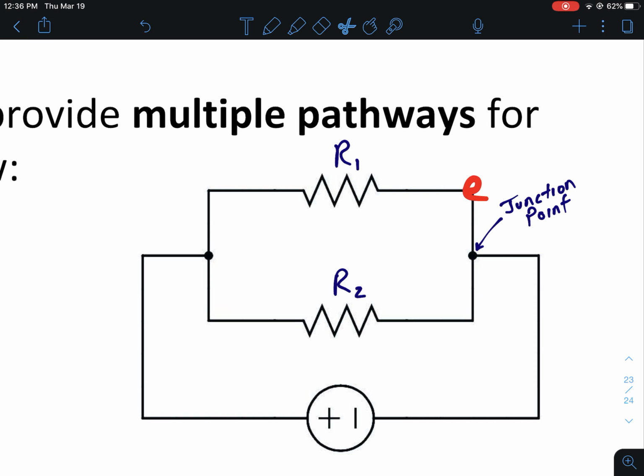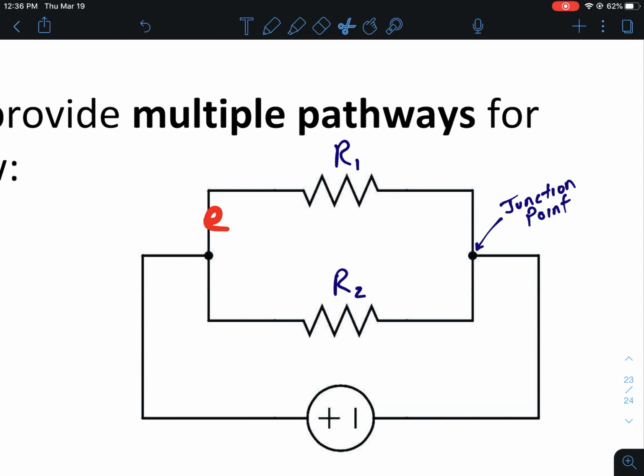Okay. Now, it's not that simple. Electrons are not people. They're not personified. They don't make choices like that. They're basically going to go where the resistance tells them to go, and you'll learn about that later in the unit. But as this electron, I can go through resistor 1, right?